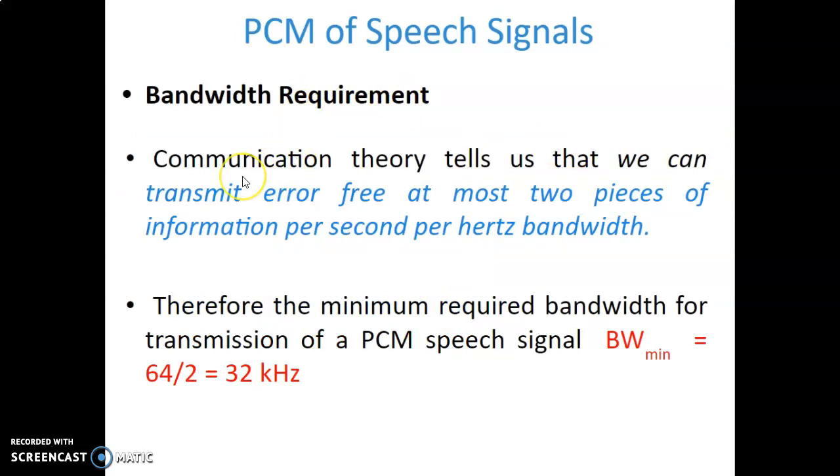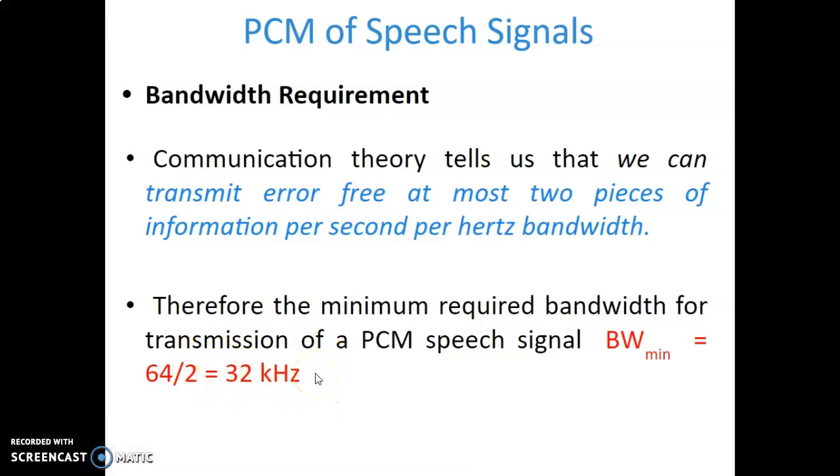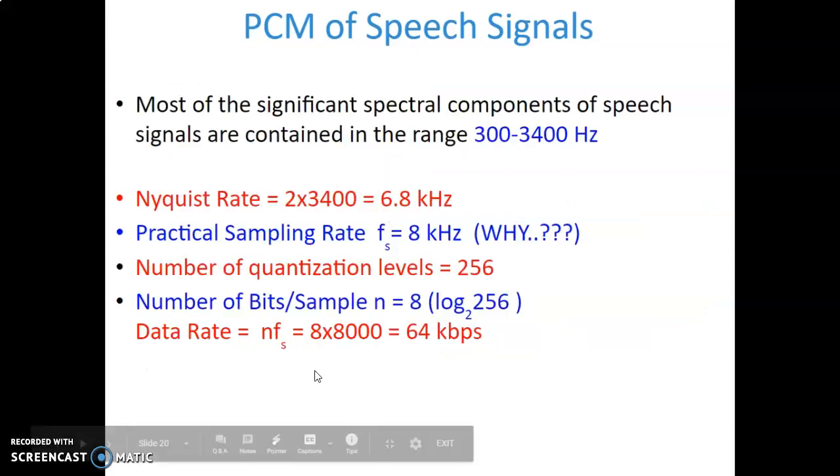Now the bandwidth requirement for the speech signal: communication theory tells us that we can transmit error-free at the most 2 bits of information per second per hertz of bandwidth, and therefore the minimum bandwidth for the PCM speech signal will be 64 kbps divided by 2, which is equal to 32 kilohertz, and this is the bandwidth requirement for the PCM speech signal we want to transmit.